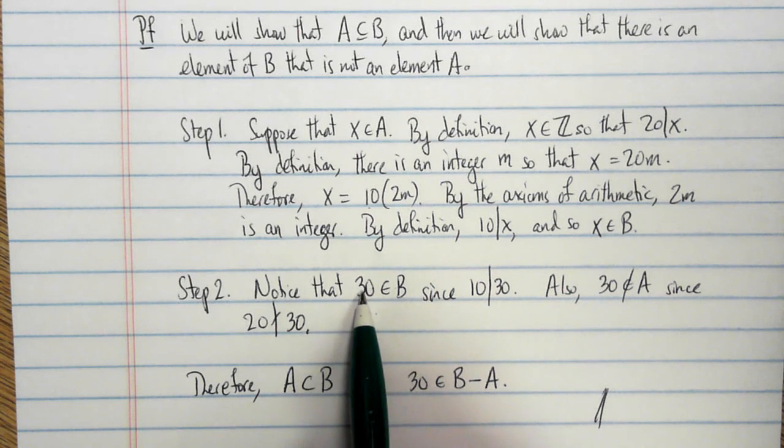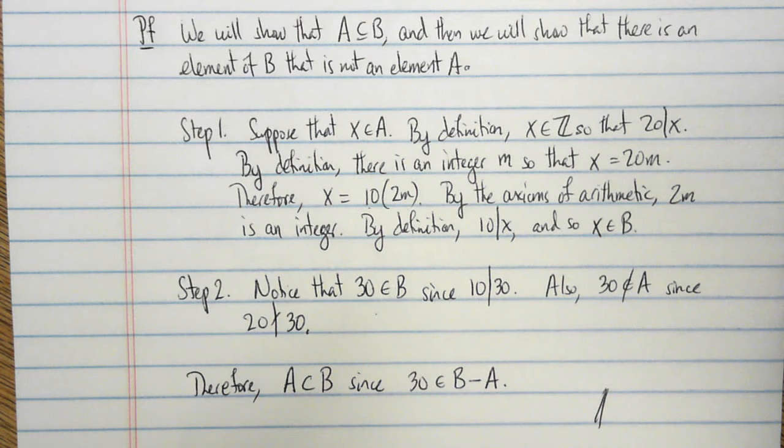And there's nothing special about 30. I could have chosen 50. I could have chosen negative 10. Negative 30. Negative 10 would have worked also. Just anything would work that is in B, but not in A.